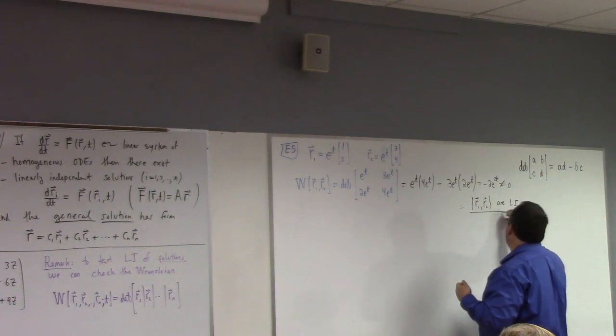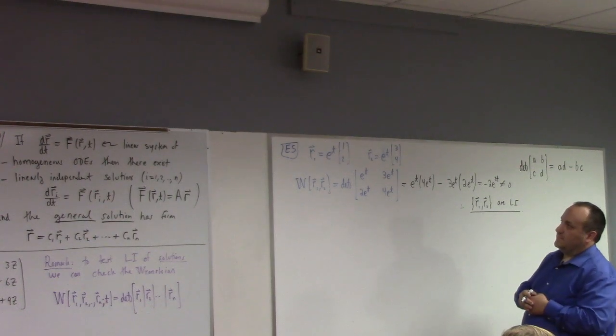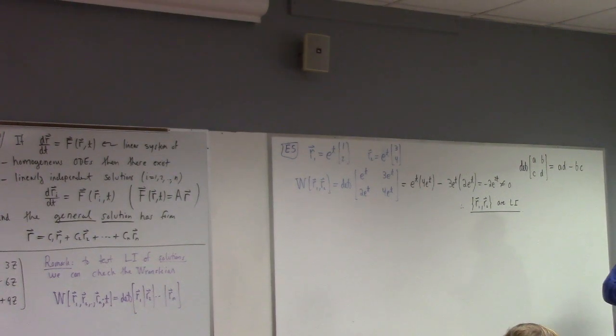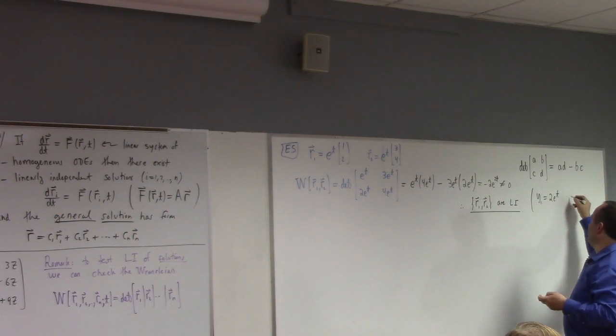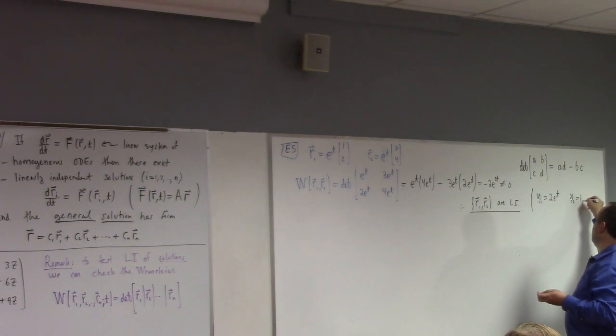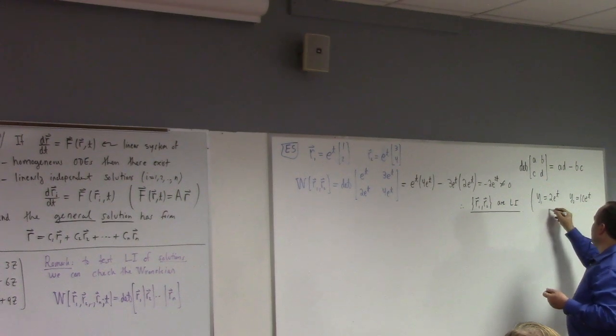Now, notice that if we were just in a one-dimensional problem, if both of the solutions were just based on e to the t, they would necessarily be linearly dependent. If I had y1 is equal to 2e to the t, and y2 is 10e to the t, well then y2 is just what?